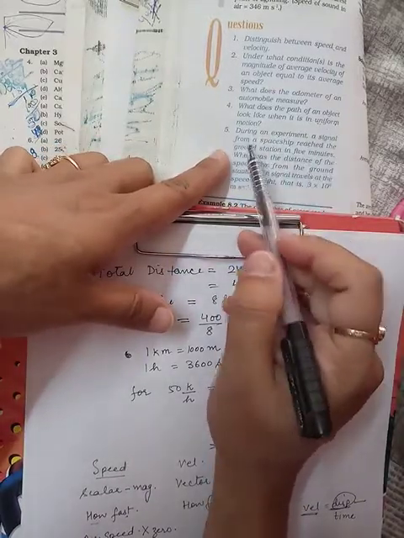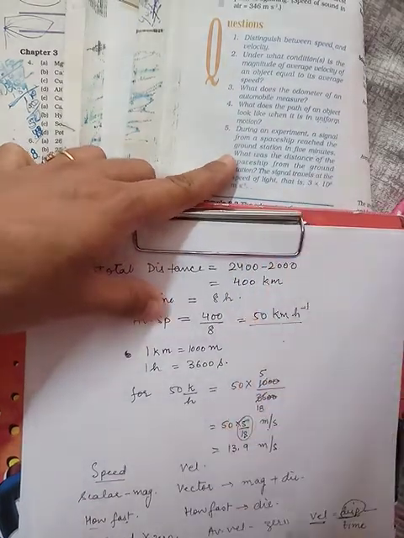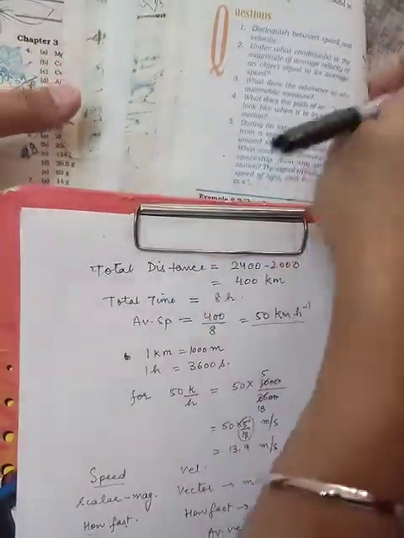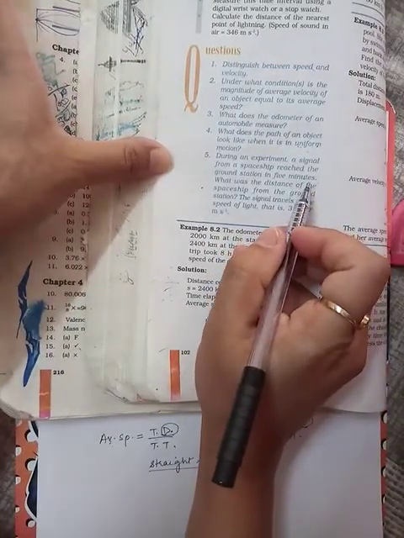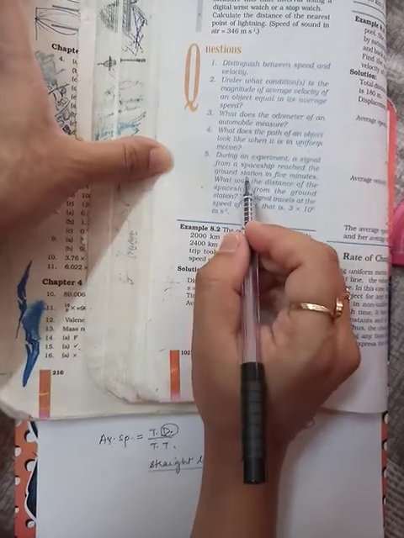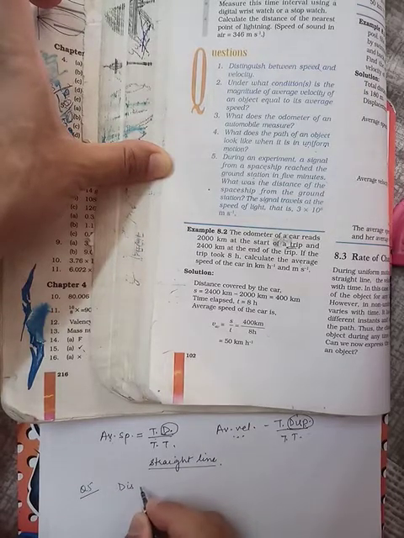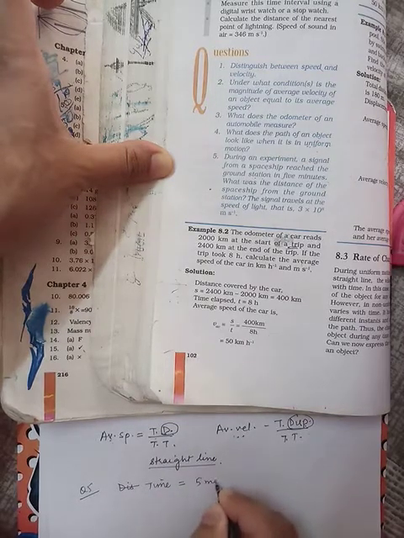During an experiment, a signal from the spaceship reached the ground station in 5 minutes. Okay, the signal is reaching the station in 5 minutes. So what is the time? That is 5 minutes to travel that distance from spaceship to the station. Okay, so we can write down the distance. Sorry, time is given, so time is equals to 5 minutes.